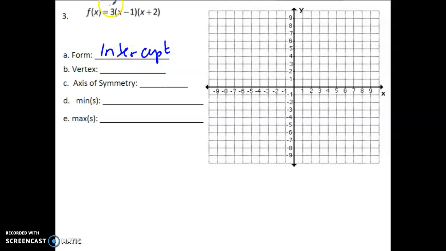So look, this one has a 3, which means it's positive. It's going to be opening up. So the vertex right there, is it going to be a maximum or a minimum? Well, it's going to be a minimum because it's on the lowest part of the graph. This one will not have a maximum value. Okay, so type that in your calculator and do second trace and look for minimum.